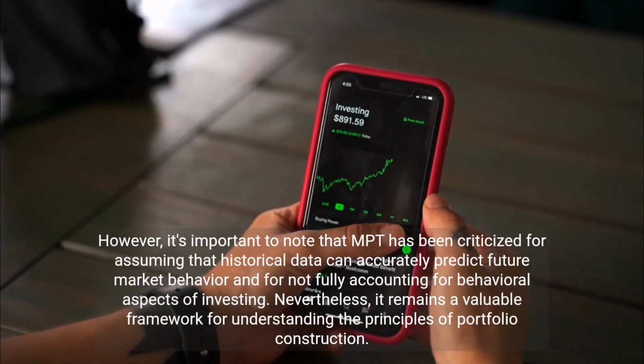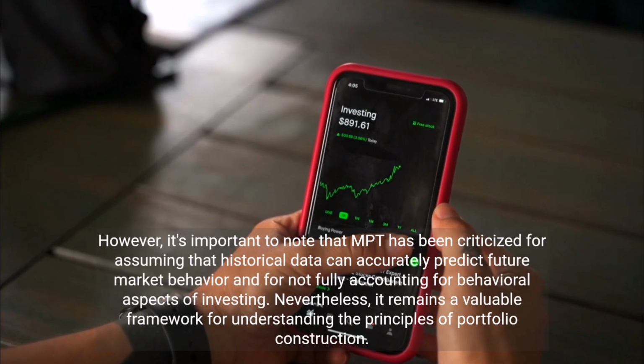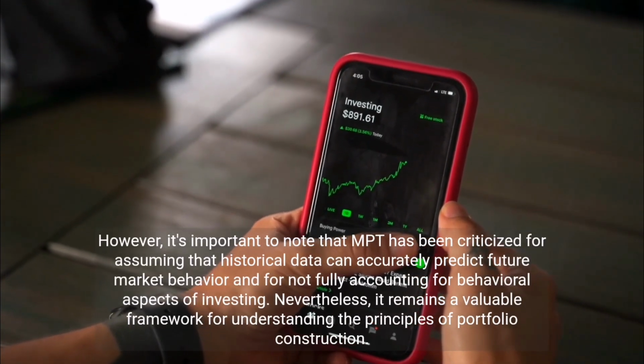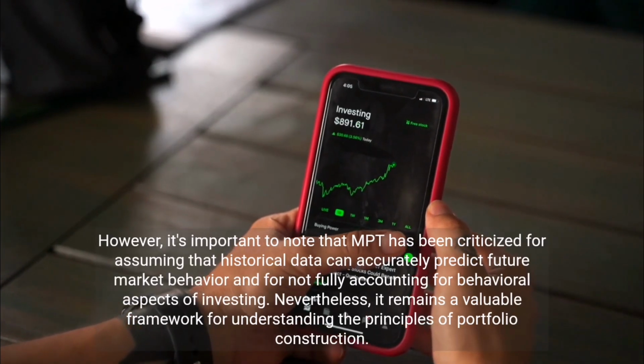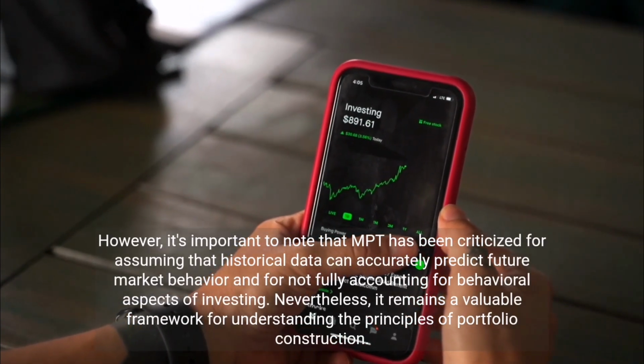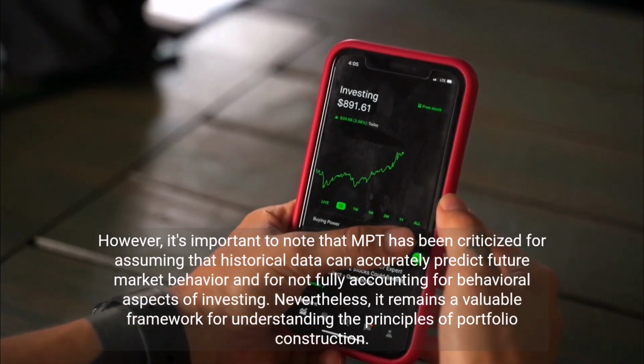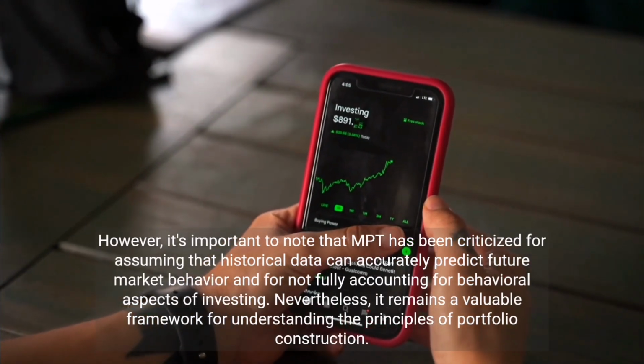However, it's important to note that MPT has been criticized for assuming that historical data can accurately predict future market behavior and for not fully accounting for behavioral aspects of investing. Nevertheless, it remains a valuable framework for understanding the principles of portfolio construction.